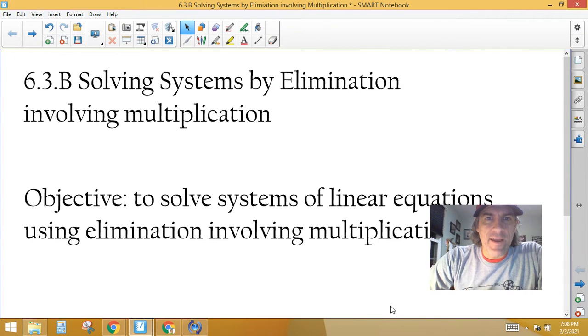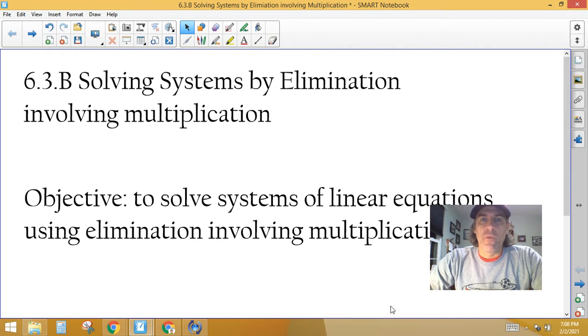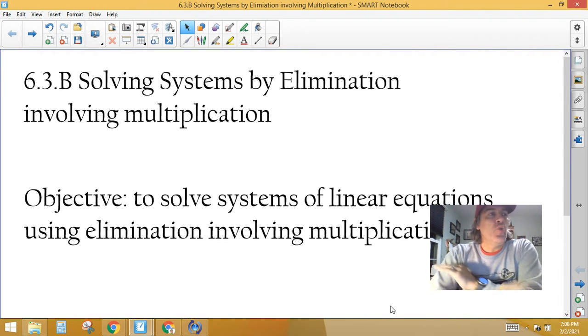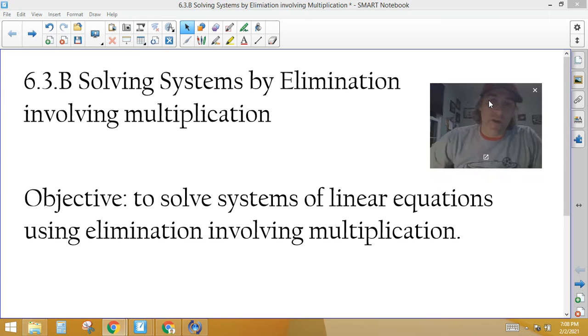Here it is, guys. Final lesson for 6.1 to 6.3, this unit. This is 6.3b, solving systems by elimination, carrying from our last unit, but now we're going to add a little bit of a twist with multiplication. So this method you can use for any single system you ever come across, okay? The objective here, solve a system using elimination involving multiplication.